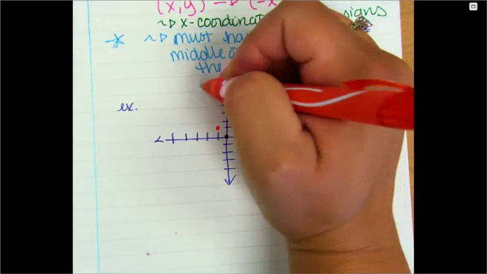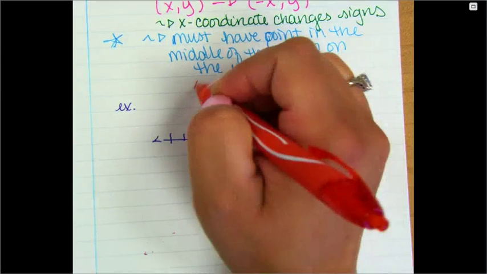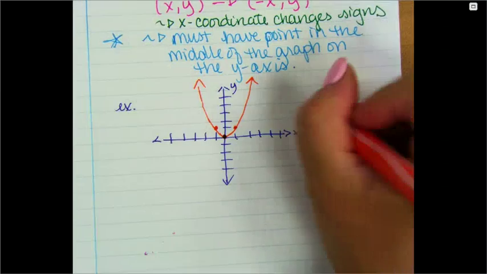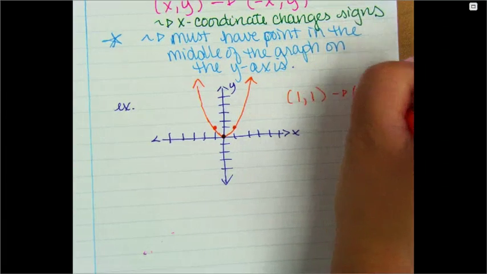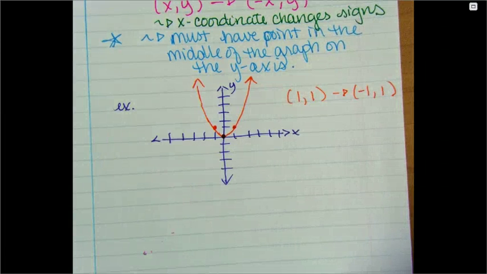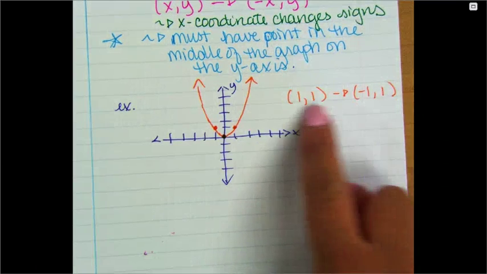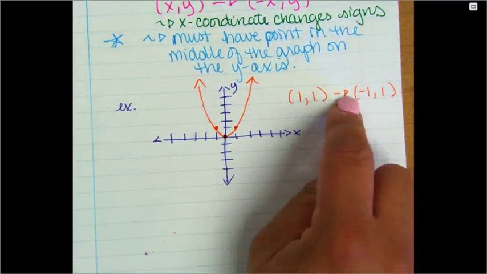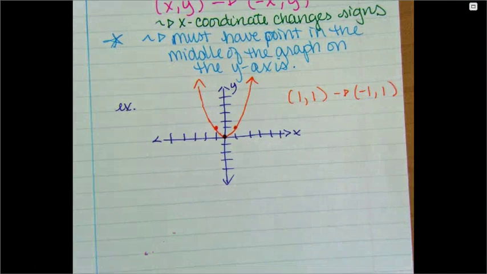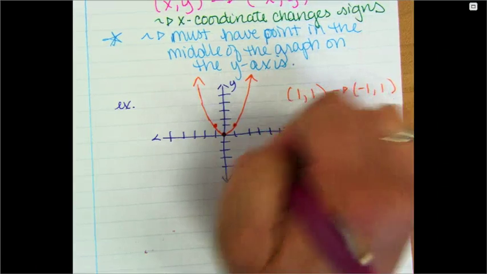Okay, so this is your even function, like so. So your even function has 1, 1, which reflects to negative 1, 1. Does that make sense? So that's what this part here says: x, y is then negative x, y. Your x, y was 1, 1. It reflects, which is now negative 1, 1. So this here is your even function.